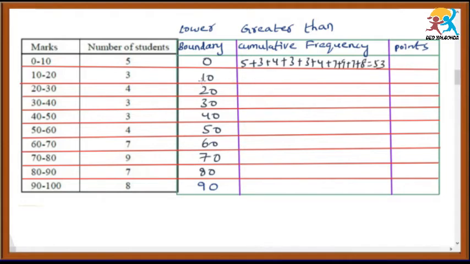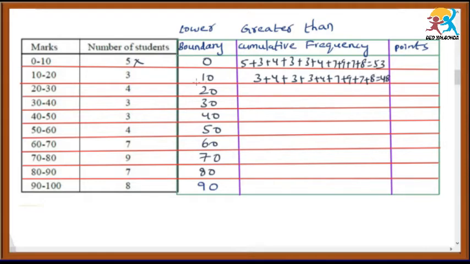For the next one, we take the lower boundary as 10. So we have to write the number of students who got above 10 marks. These 5 students would not come in this boundary. So we should leave this 5 and write the remaining numbers: 5 plus 3, 4 plus 3, like that, 7 plus 9 plus 7 plus 8. So it will become 48.